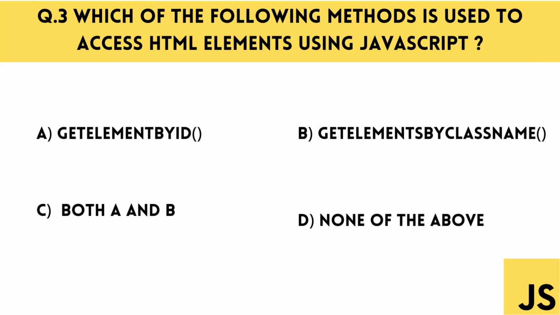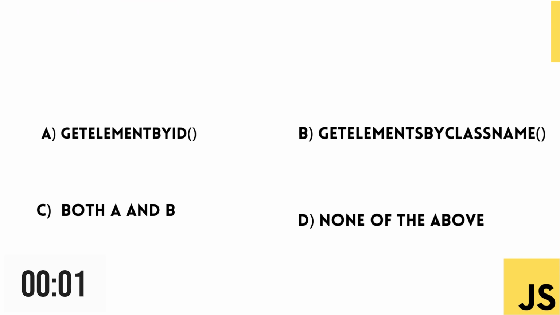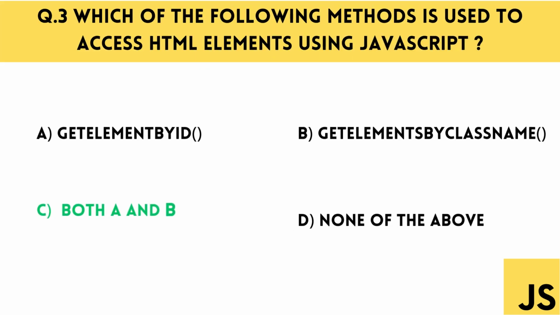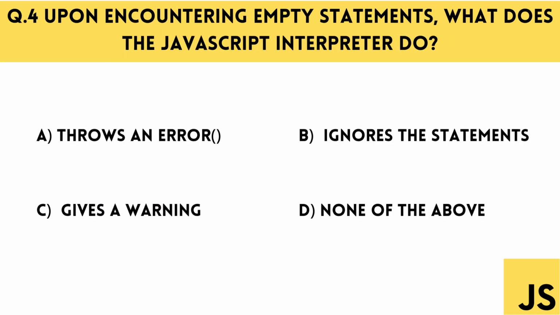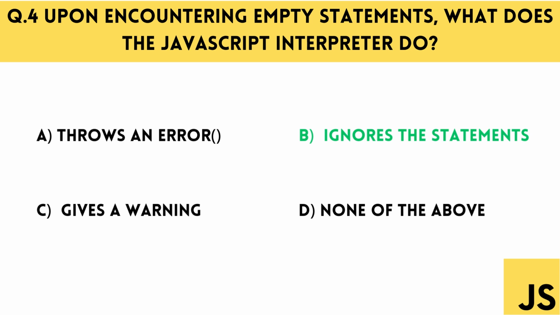Which of the following method is used to access HTML element using JavaScript? Option C, both A and B. Upon encountering empty statement, what does the JavaScript interpreter do? Option C, ignores the statement.